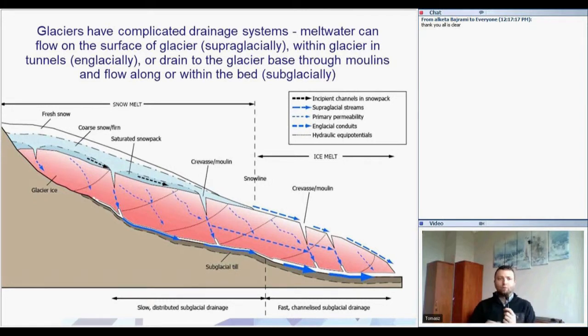The meltwater flows on the surface of the glaciers, and this is where the supraglacial streams appear. Within the glacier, in tunnels, these are called englacial streams. And there can also be water at the base, so it fell through moulins and flows along or within the bed. And these streams are called subglacial. So underneath is subglacial, inside is englacial, on the top is supraglacial.